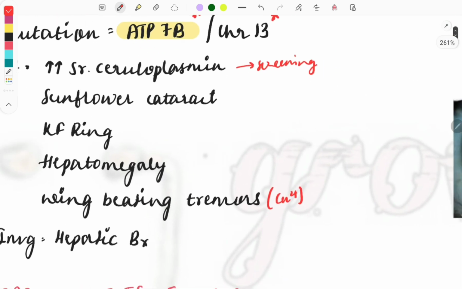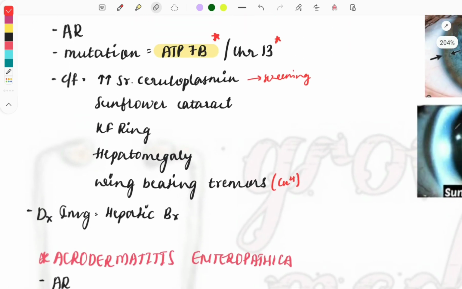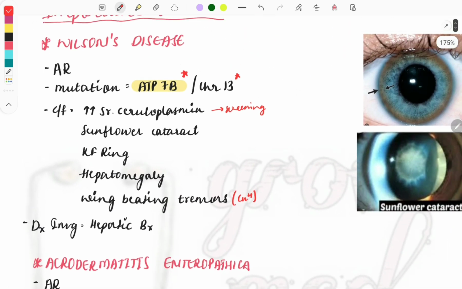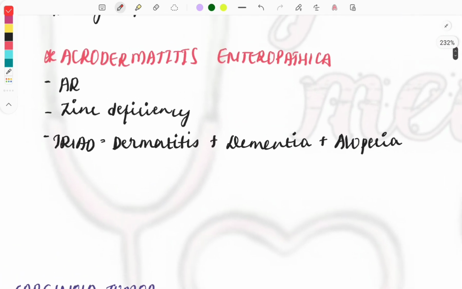All these are important, and if at all a case is asked, then they will combine all these things in a case. They'll describe the mutation, or they can describe the features like the KF ring, sunflower cataract, decreased ceruloplasmin, and they'll ask what is the gene mutated, or they can ask the diagnosis. Okay, so be ready for any kind of question. And I think by having such information, you can now easily solve any question asked on Wilson's disease. Now let's move on to the next topic, that is Acrodermatitis enteropathica.